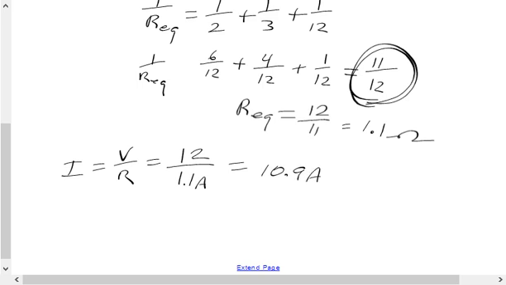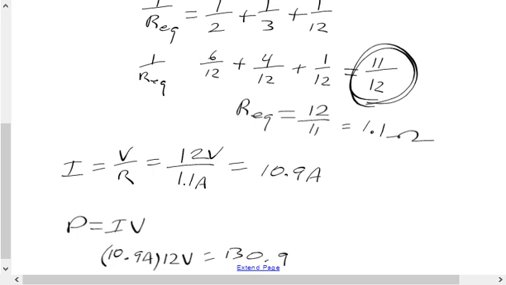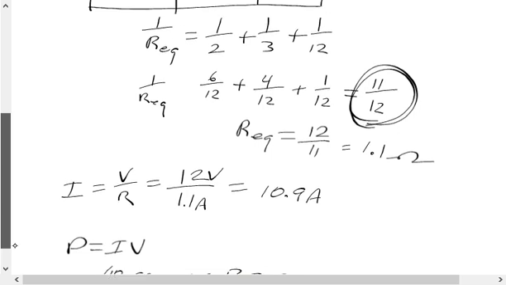Sorry about that. So V over R, the voltage divided by the resistance for the entire circuit. Power is equal to IV. So the current of 10.9 amps times the voltage of 12 volts gives us 130.9 watts of power. And then lastly, we've still got these two questions about each individual resistor.